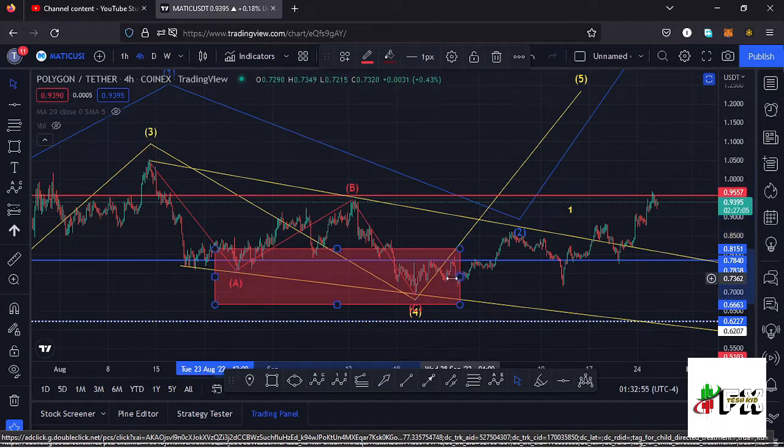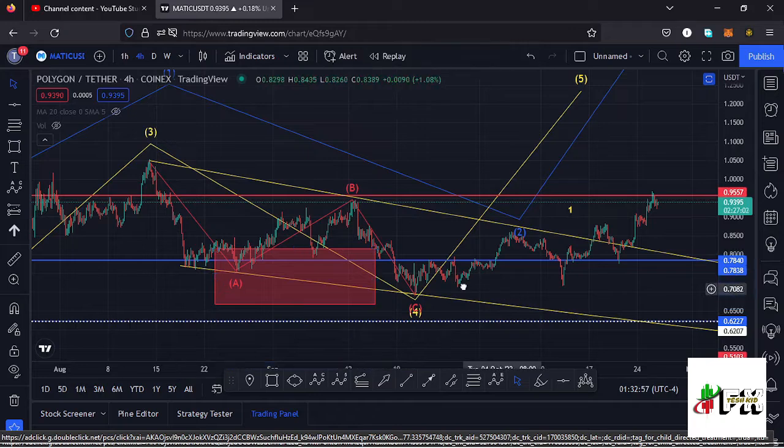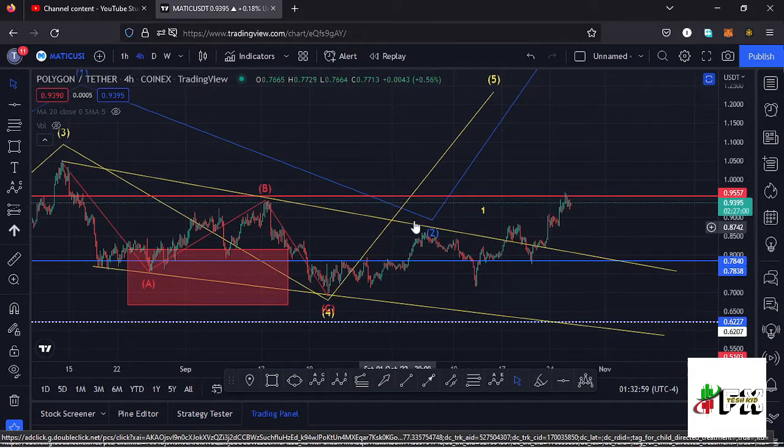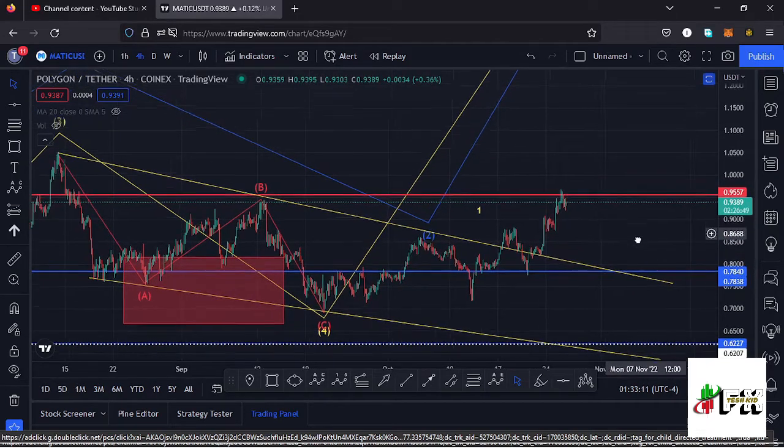And after making that low and completing the formation of a fourth wave, what I expected next is the formation of a fifth wave to the upper side in this movement right here. And because a fifth wave to the upper side is an impulsive wave, I also expect to see fractal waves in formation within that fifth wave to the upper side.